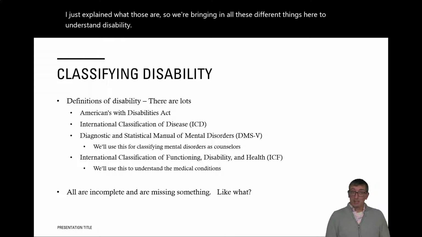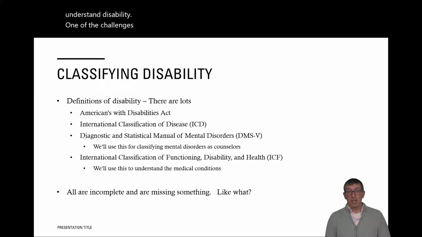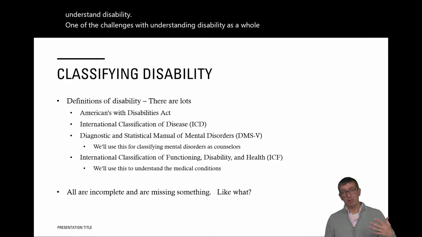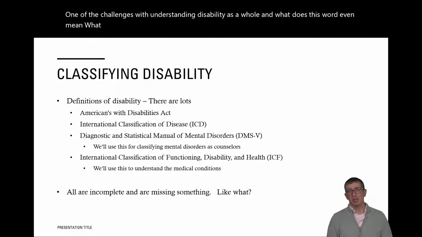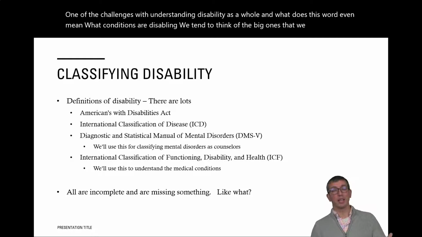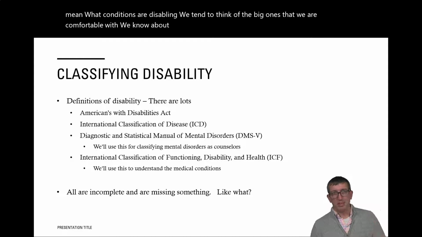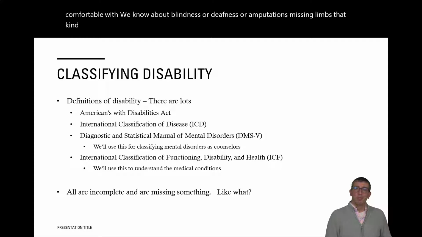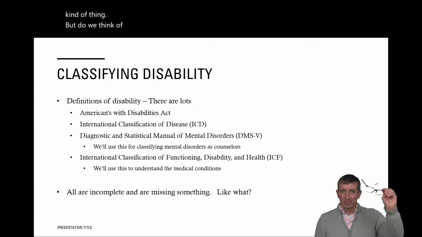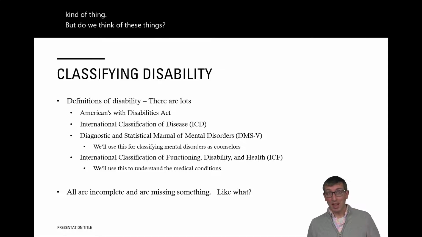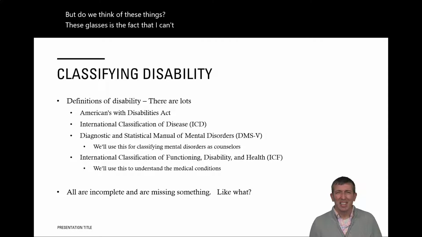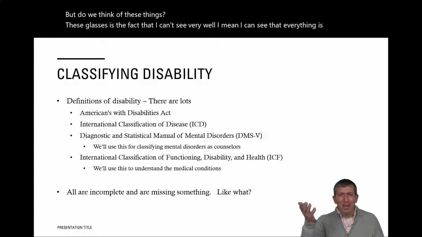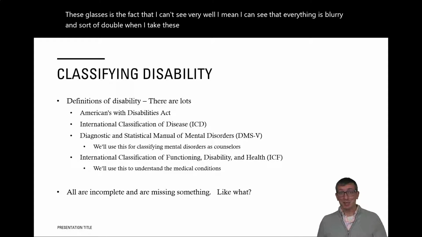One of the challenges with understanding disability as a whole is, what does this word even mean? What conditions are disabling? We tend to think of the big ones that we are comfortable with, like blindness or deafness or amputations, missing limbs, that kind of thing. But do we think of these things? These glasses, is the fact that I can't see very well, I mean, I can see, but everything's blurry and sort of double when I take these off. Is that a disability? Well, sure.